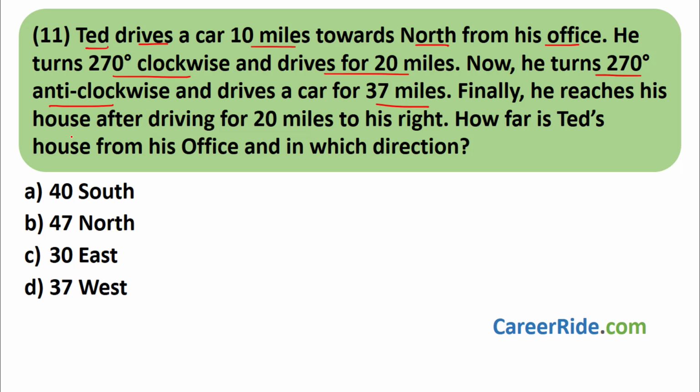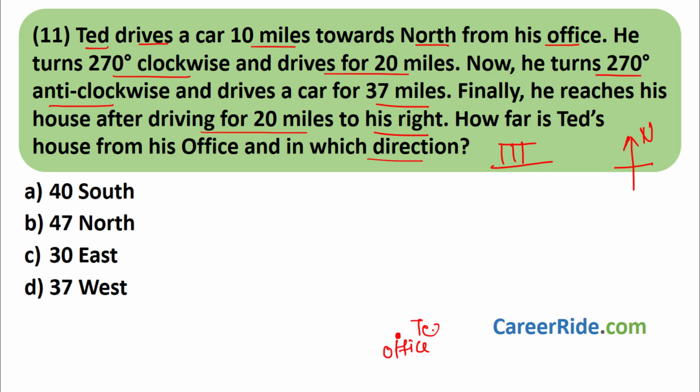Finally, he reaches his house after driving for 20 miles to his right. How far is Ted's house from his office and in which direction? Okay, again very easy, it is similar to type number 3. Okay, let us see, we know this is our north, right? Now what they have given is that Ted starts from his office. Okay, this is the office.